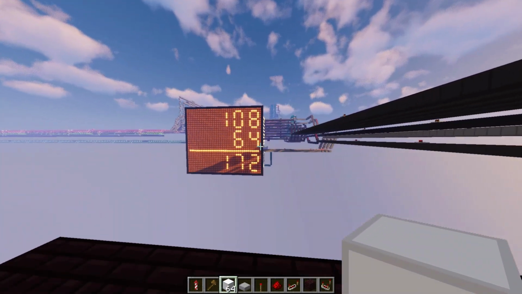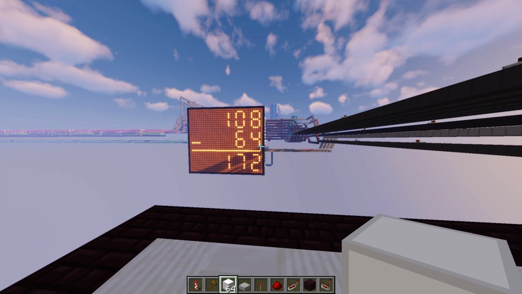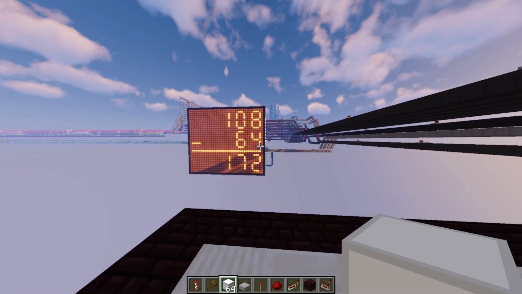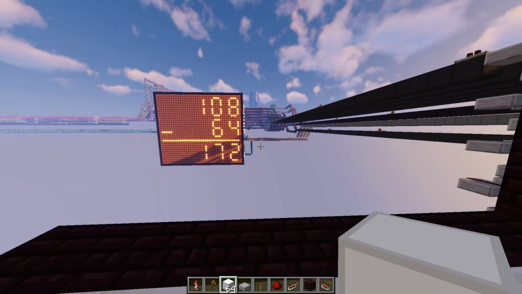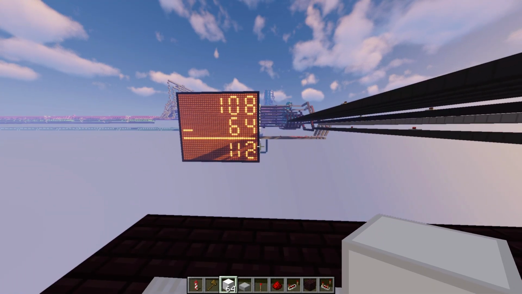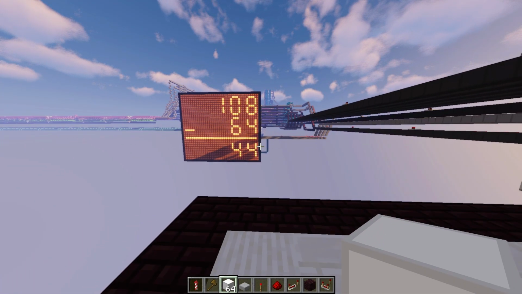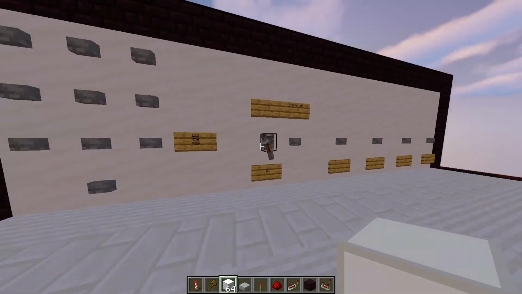So this should subtract. I'll show subtraction with a negative symbol at the end of this showcase. When we hit subtraction, it should subtract. Yep, got it correct.